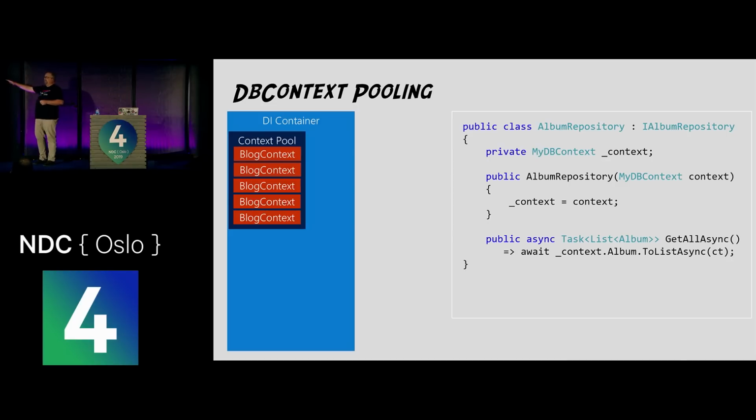So I've done tests on how well this performs with and without pooling, and it's about a 20% increase in performance. By using explicitly compiled queries and DB context pooling, I've gotten about a 35 to 40% increase in performance in my ASP.NET Core applications.